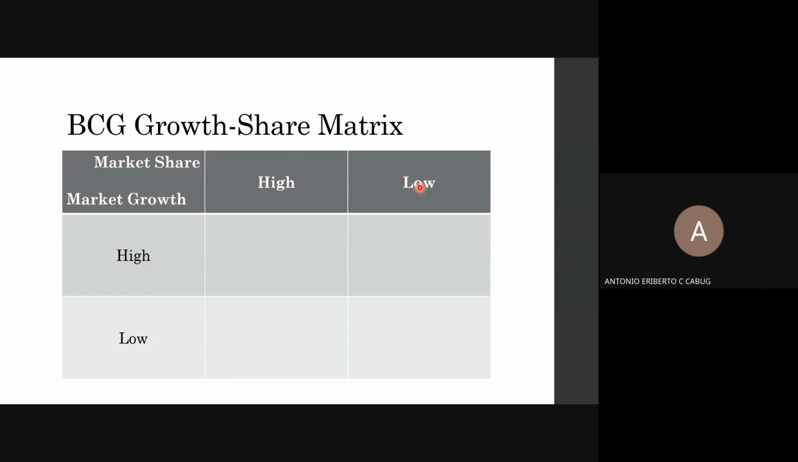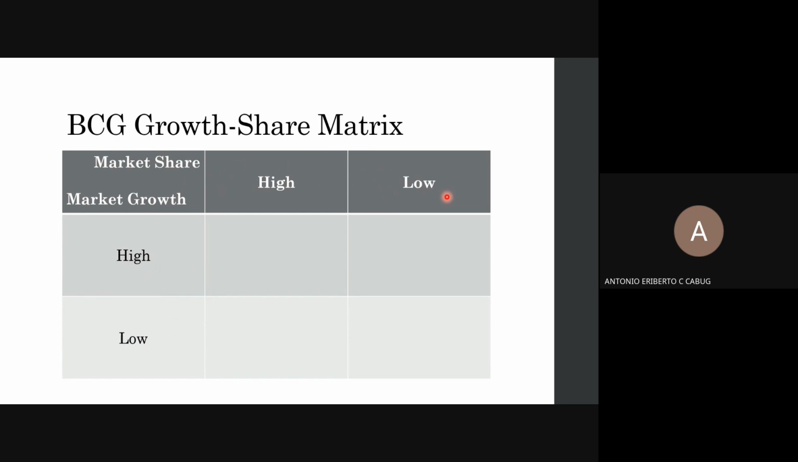In the columns are your market share. Are you the market leader? So you would have a high market share. Or are you the low? Do you have a low market share? You are just a small player in the industry.